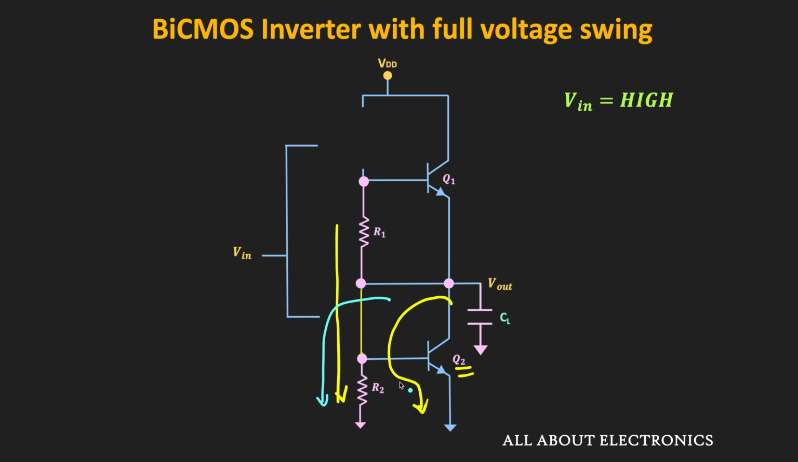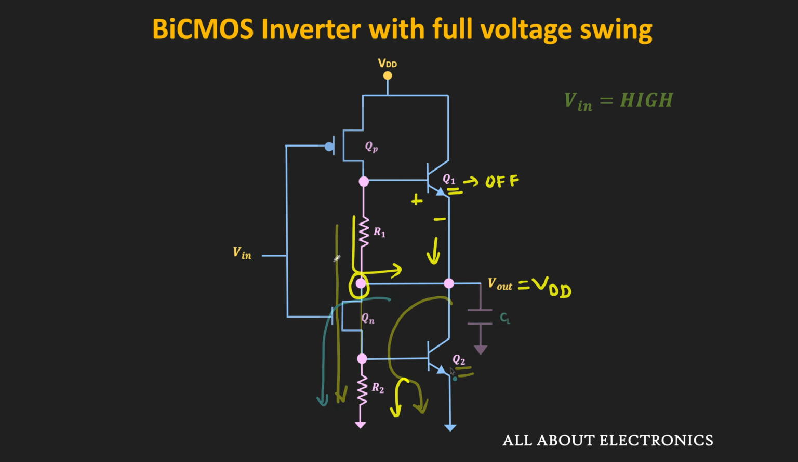So we can say that this resistor R2 pulls down the output voltage to the 0 volt when this Q2 gets turned off. And similarly, this upper resistor pulls up the output voltage to the VDD when the Q1 goes in the off state. And in this way, using this circuit, it is possible to get the full voltage swing. So this is the circuit of the BiCMOS inverter.